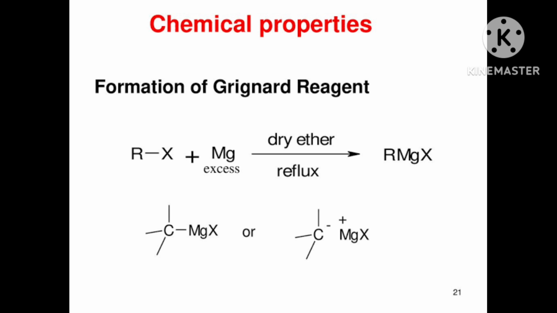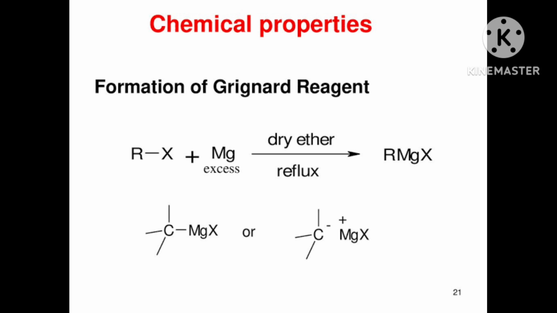I have already discussed this reaction. Here 2 molecules of alkyl halide, 2RX, are required. Only then will the carbon count come double. 2RX, 2 molecules of alkyl halide, with 2 sodium, 2Na. Then now what will happen? The X bond will break.